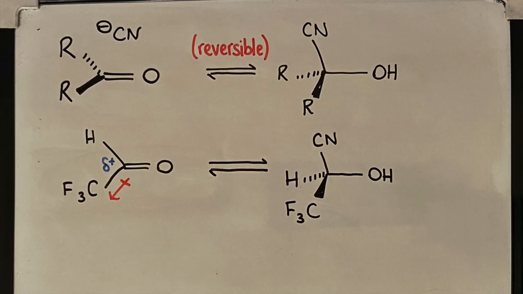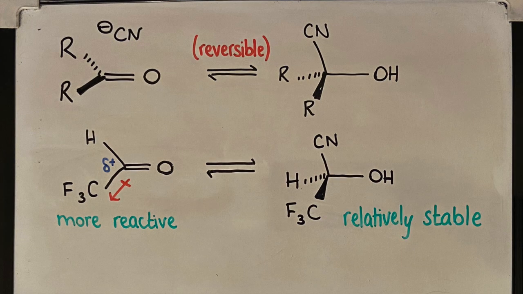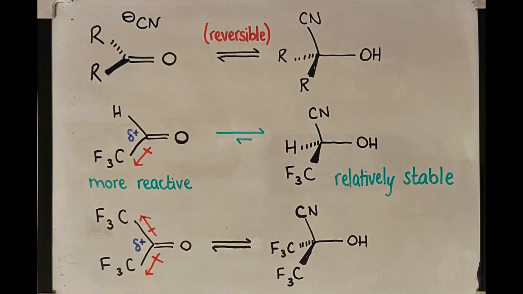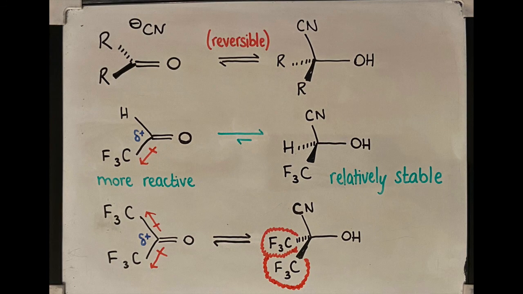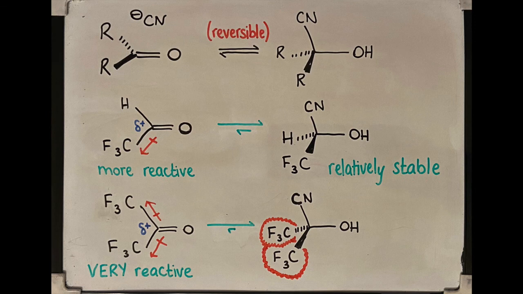What would you expect for the equilibrium of this carbonyl compound and its cyanohydrin product? The inductively electron withdrawing substituent increases reactivity of the carbonyl compound, and the product is relatively stable, so the equilibrium favours the right-hand side. And what about this compound and its cyanohydrin product? Although there will be steric clash in the product, the two electron withdrawing substituents hugely increase the reactivity of the carbonyl compound, so the equilibrium massively favours the right-hand side in this case.